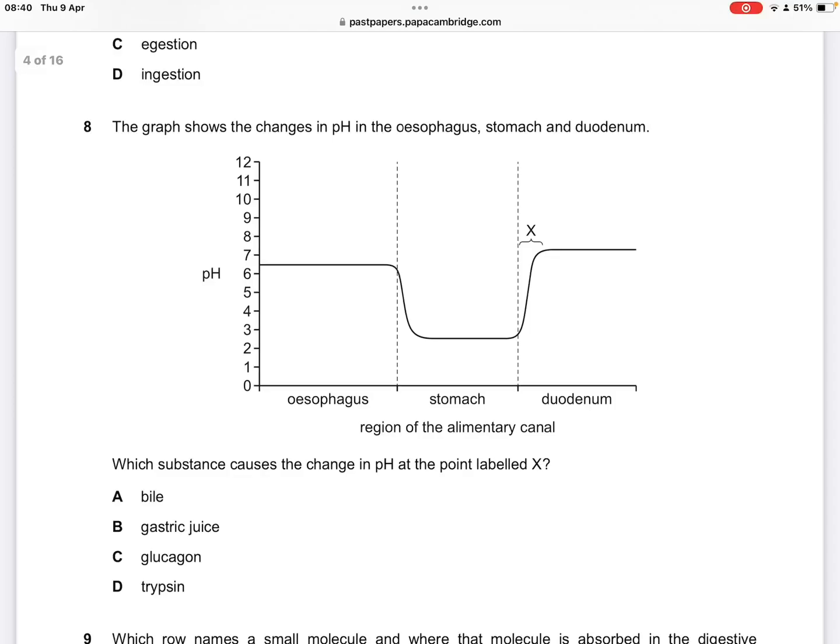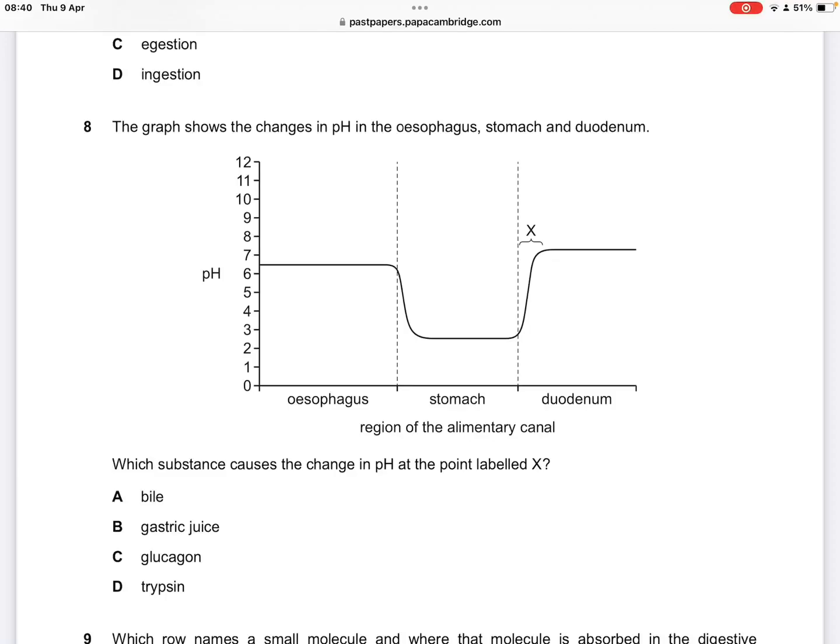8, this one probably looks a bit daunting to some people because it involves a graph. Not everyone loves a graph. If we just look at it, it's quite straightforward. It's showing you as food travels through 3 regions of the alimentary canal. So the esophagus is what connects the mouth to the stomach. Some people might call that the food gullet. Then you've got the stomach, and then you've got the duodenum, which we were just talking about previously, which is the start of the small intestine.